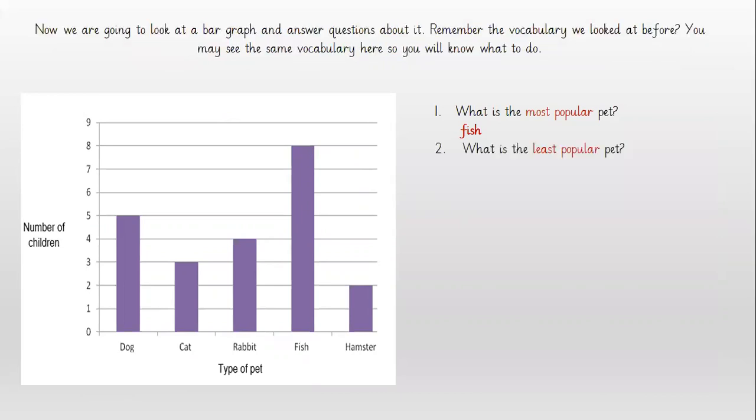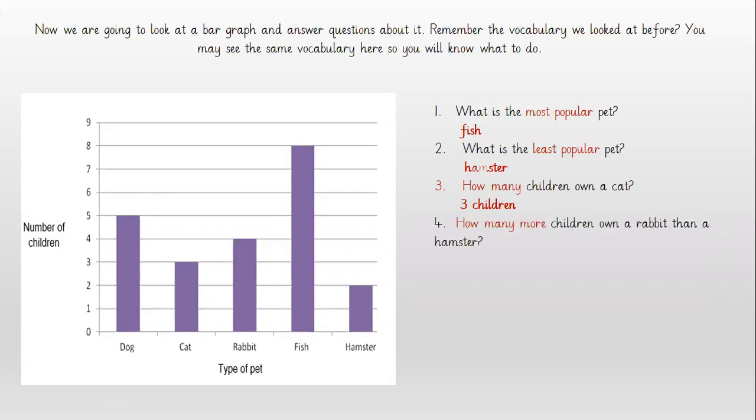Number 2, what is the least popular? So the least number of children chose this pet. And again, if I look at my bar graph, I look at the shortest column and I can see that it is a hamster. Number 3, how many children owned a cat? So what I need to look at is look at cats, go up to the top of the column and go across to the number and I can see that 3 children preferred cats.